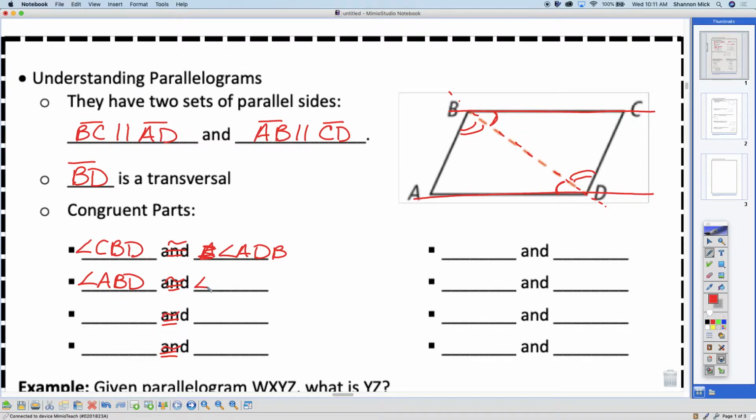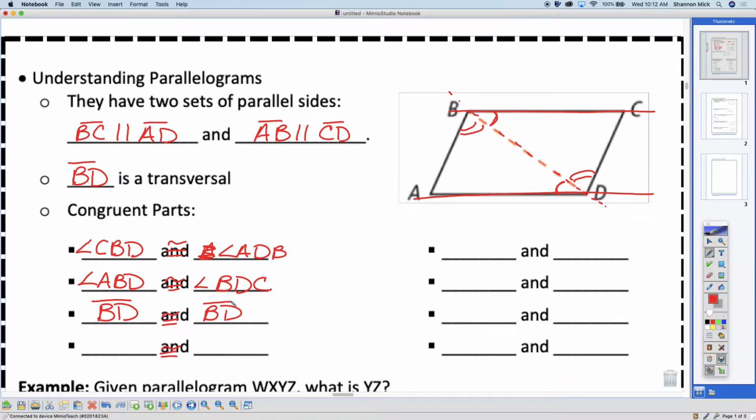So that would be angle ABD and angle BDC. Okay. What do we know? We know that BD is congruent to BD because of the reflexive property, right? They share it.